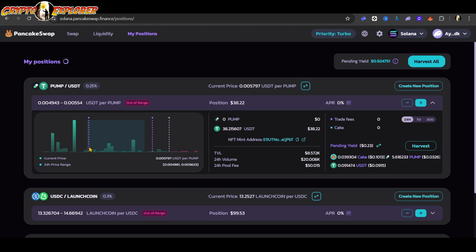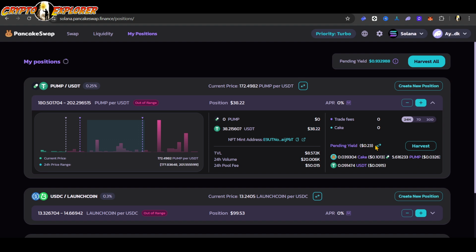You see, this one just shows my ranges. Again, if you don't like the zeros, you can toggle it and swap that. But the dashed lines are my down and upside ranges. The white dashed line is the current price, so it's currently out of range, as you can see, and it's out of range on the upside, so all of my liquidity from pump was sold for USDT. Pending yield is shown here. If you are in range, it will show automatically the current APR for trading fees and also for cake rewards.